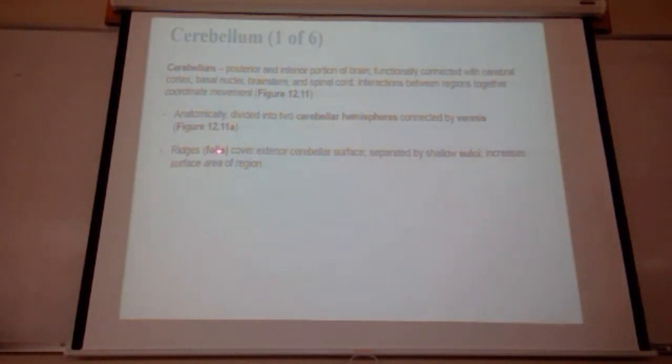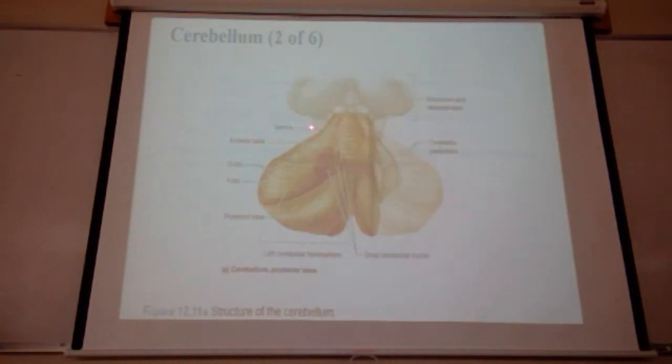The ridges, which are called folia in this case, cover the exterior cerebellar surface, separated by shallow sulci, which increases the surface area. And here, there's the vermis, the anterior lobe, the posterior lobe, the folia, showing the little divot and the little ridges, and the sulci. There are the peduncles, and again, the brainstem and the diencephalon.